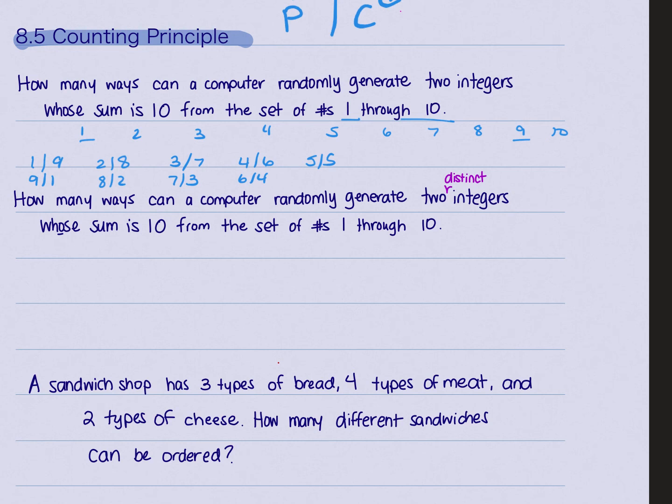The next example says, how many ways can a computer randomly generate 2 integers? And this says distinct integers. So remember, distinct means they can't repeat. So we basically don't include that 5 and 5. So for the first one, my answer was 9 ways. The second one, my answer is only 8 ways.